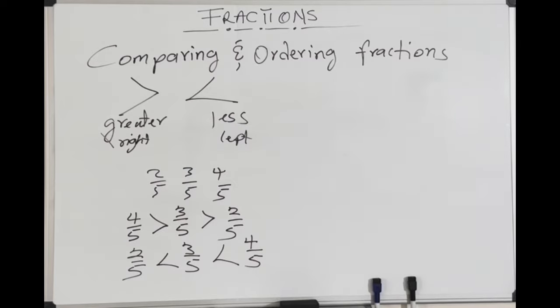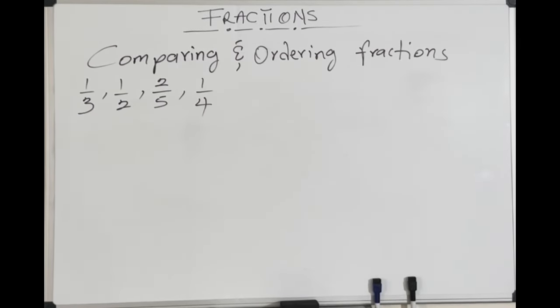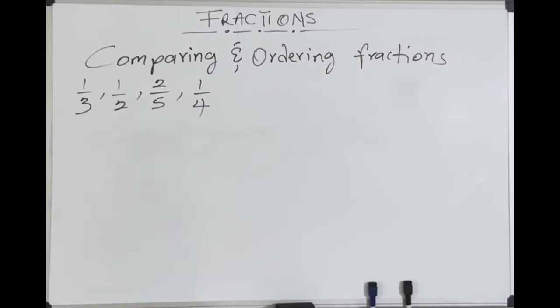For example, when you are given 1 over 3, 1 over 2, 2 over 5, 1 over 4, and you are told to arrange them from ascending to descending or from descending to ascending, whatever the question is. Because these numbers have different denominators, we can't just move on and group them from ascending to descending or descending to ascending per the question.